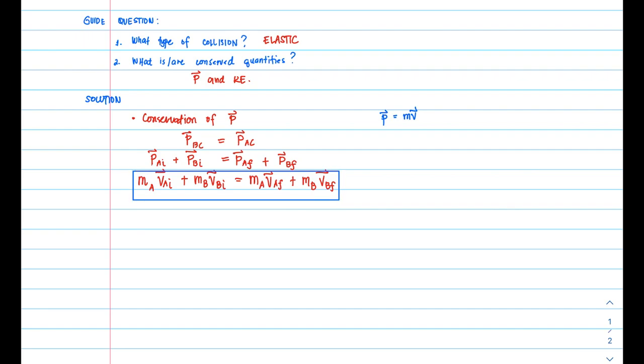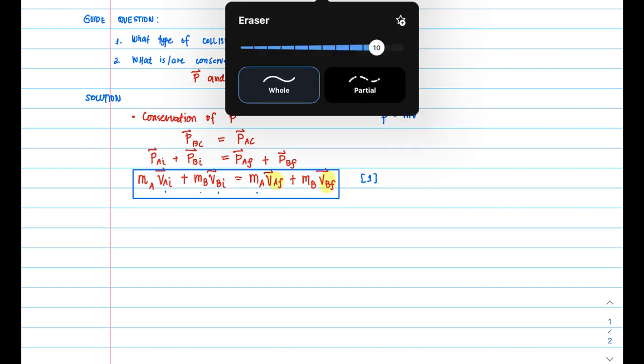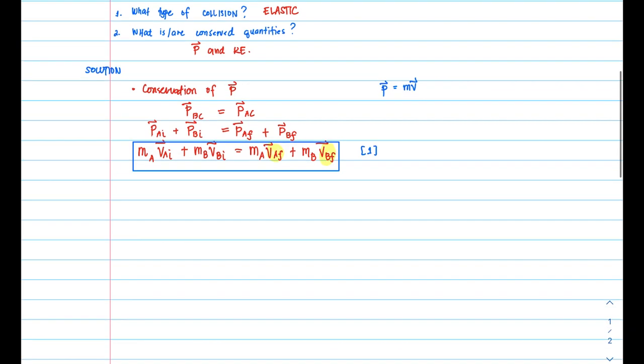If you try to inspect the equation, mass A is something that you know. VAI is something that you also know. Mass B is given, VBI is given, but VAF and VBF are not given. So you have one equation, but you actually have two unknowns. In algebra, you know well that you could not solve this case unless you have at least two equations.